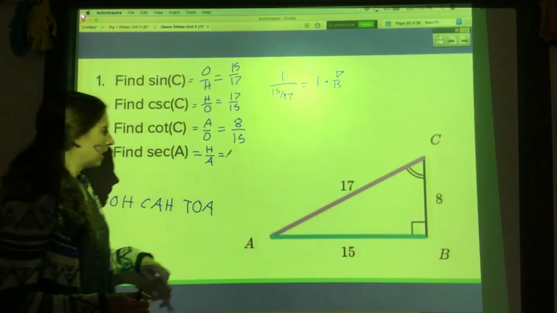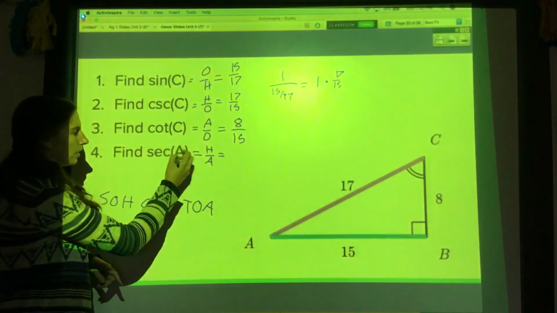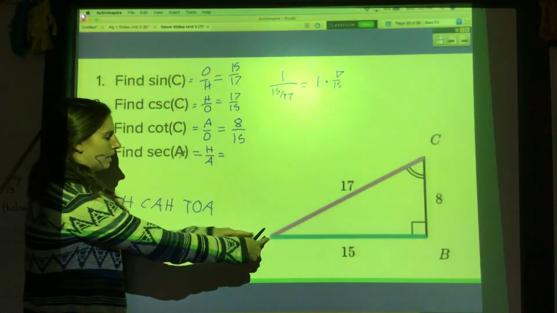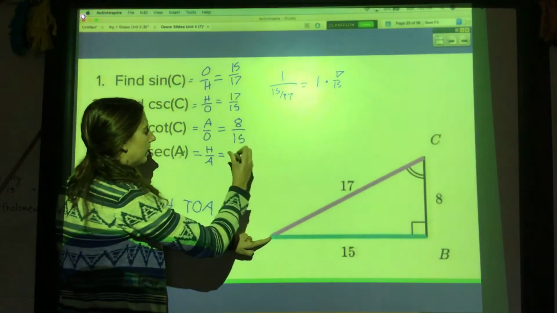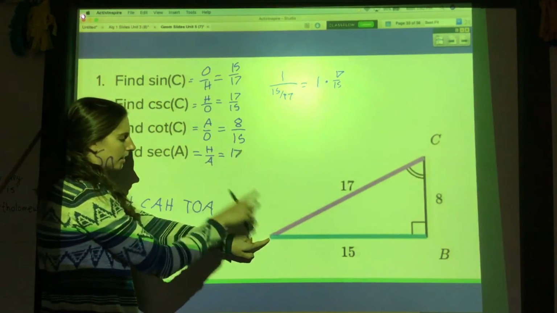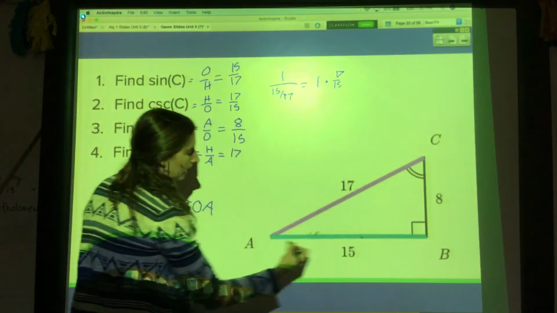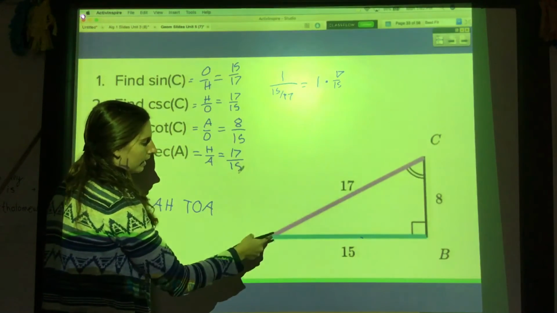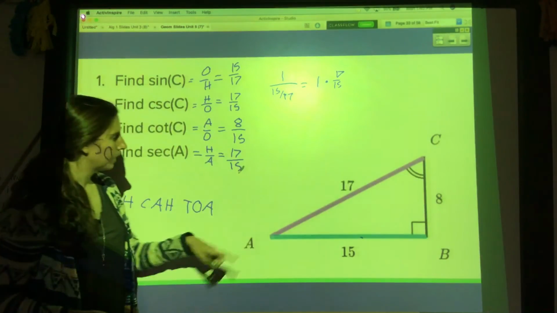So this one's angle A. This time we're looking at angle A here. So the hypotenuse, 17, goes on top, and the adjacent side to angle A is 15, because it touches angle A rather than being across the triangle. So there we go.